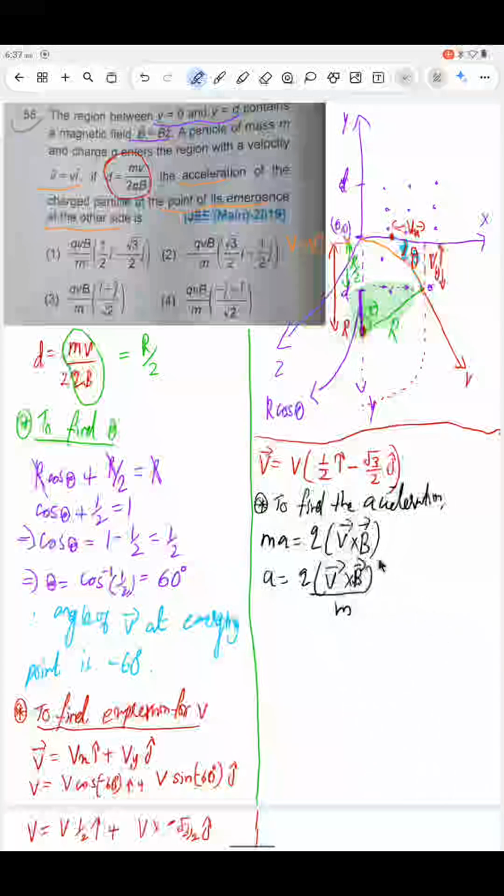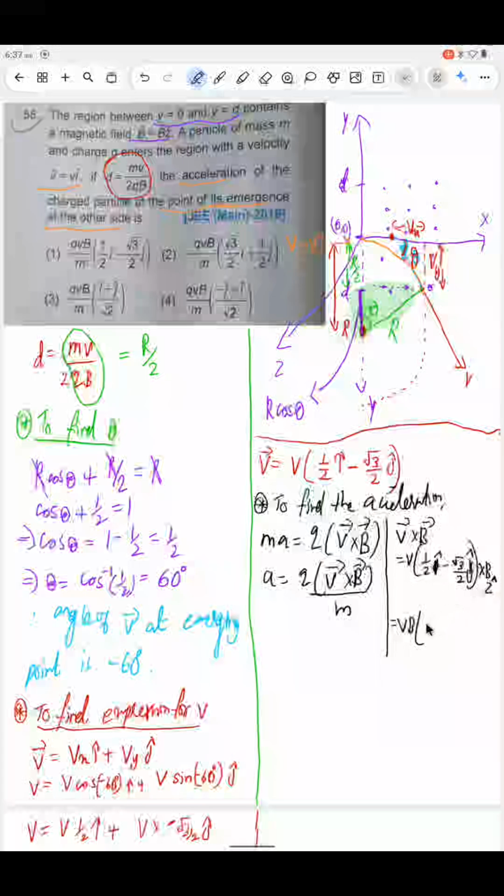Now first let's find out the v cross b. So v cross b is equal to, what is v? Take v outside, 1 by 2 i minus root 3 by 2 j, cross b z cap. So v and b are constants, take them outside, vb into, first one is i cross z.